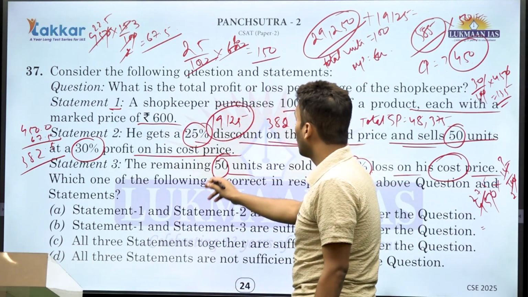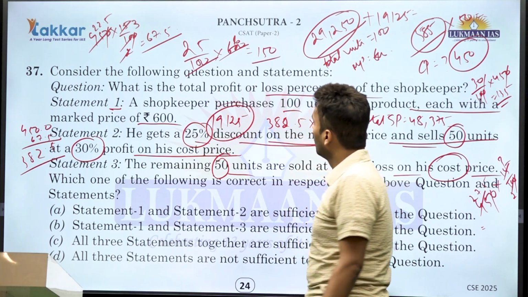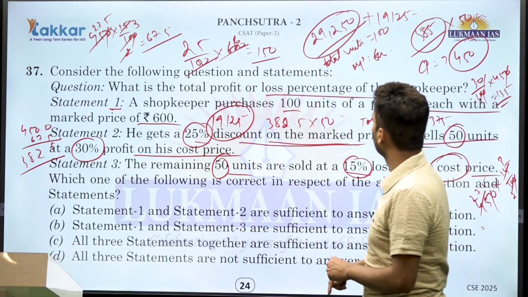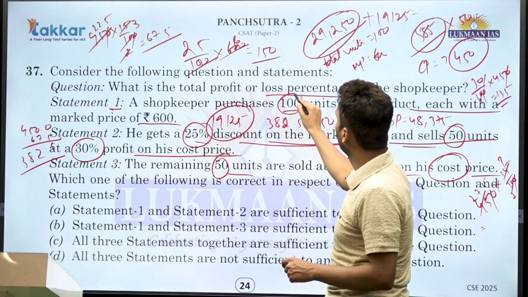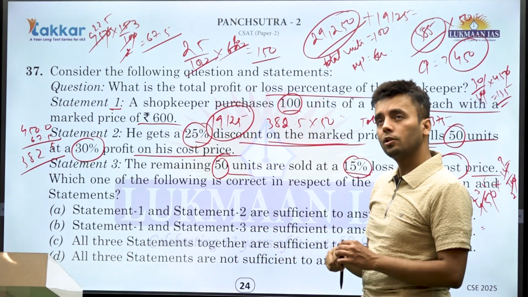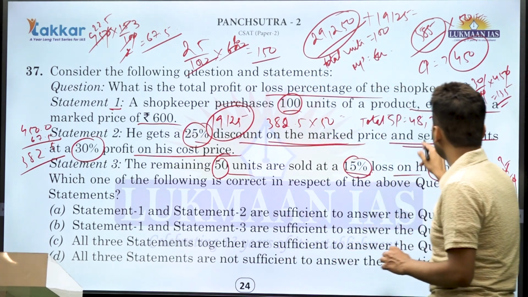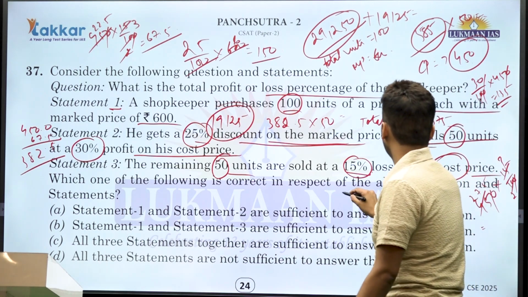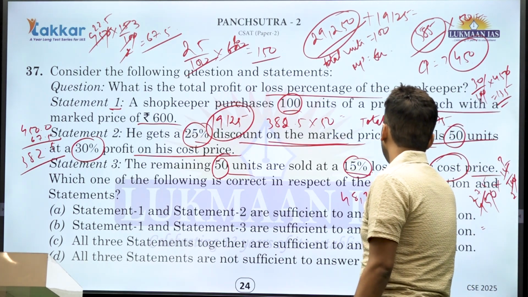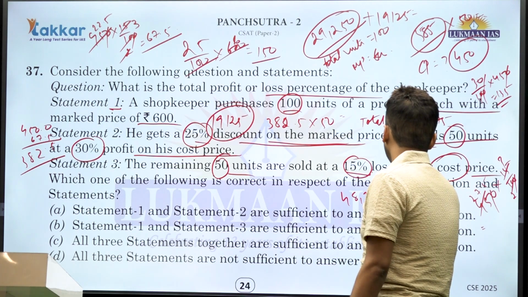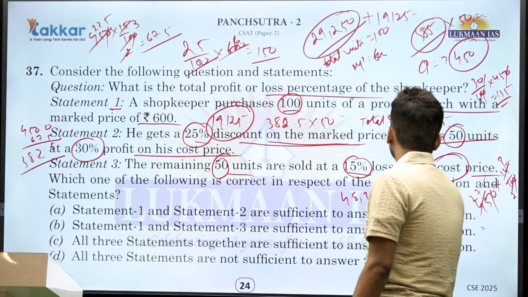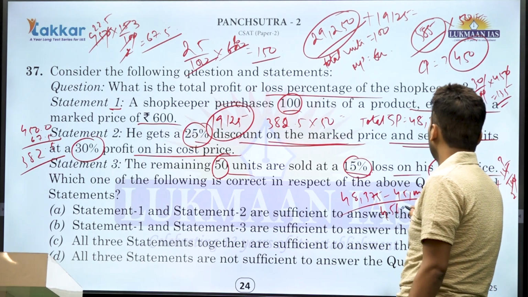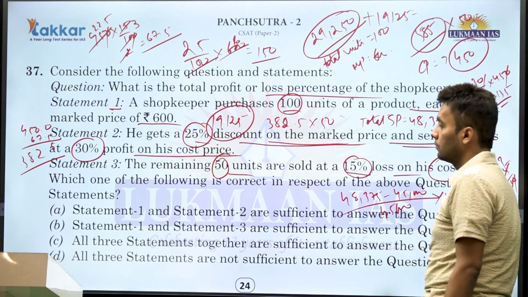Now to find the overall profit percent, we know total CP, that is 45,000. 45,000 is 100 into 450, and total selling price is 48,375. So we subtract these two: 48,375 minus 45,000, divided by CP, 45,000, into 100.